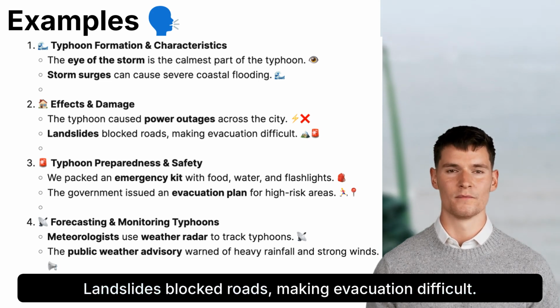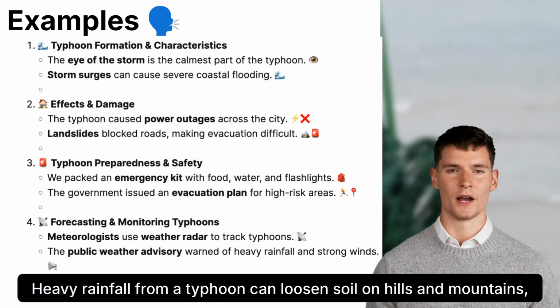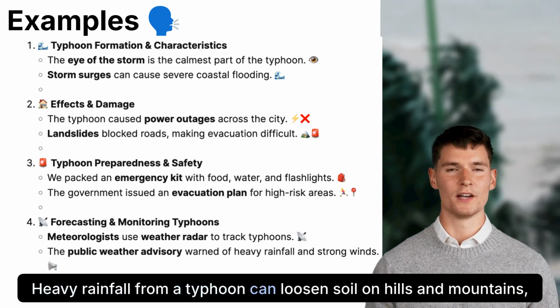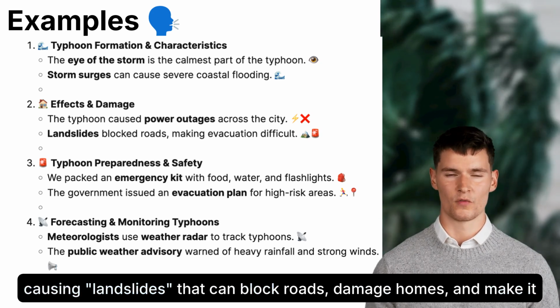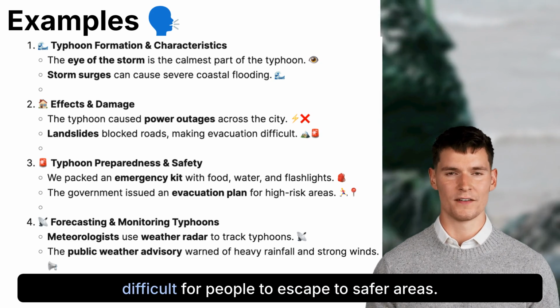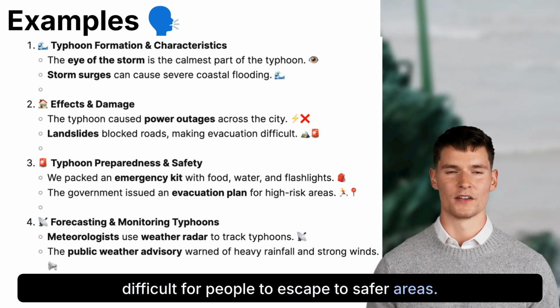Landslides blocked roads, making evacuation difficult. Heavy rainfall from a typhoon can loosen soil on hills and mountains, causing landslides that can block roads, damage homes, and make it difficult for people to escape to safer areas.